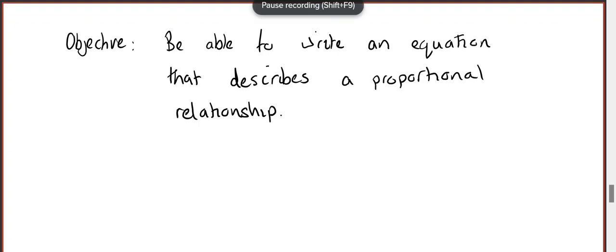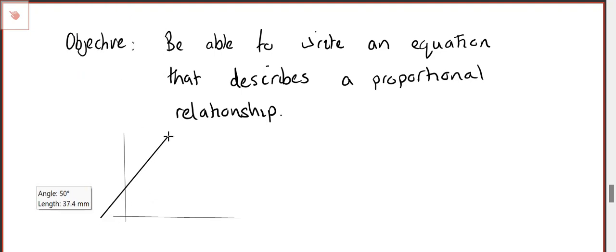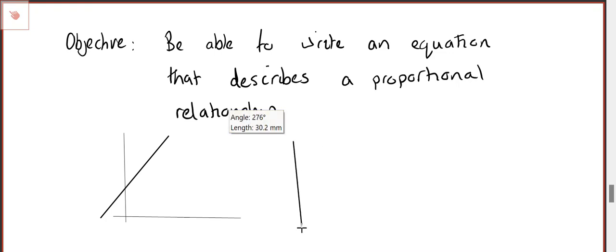Okay, so we've got our two rules. If we want to recognize a proportional relationship, the two things. If we have a graph, you don't necessarily need to add this to your notes unless you haven't got it. Would this line? No. Why not? It doesn't go through 0, 0. Okay.